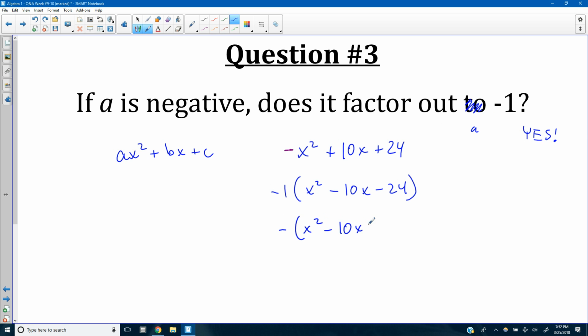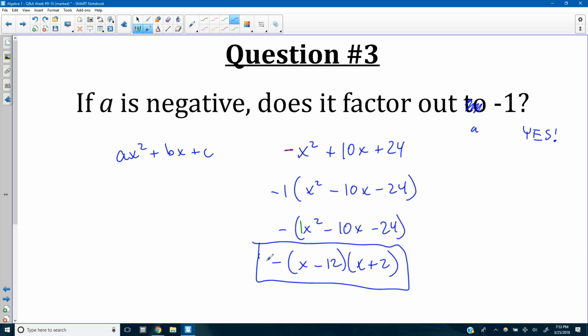And what I'm going to do now is I'm just going to ask the question inside here. Now that this is a positive 1, now I ask what two numbers multiply to -24 and add to -10. And we saw that before as x minus 12 times x plus 2, and this would be your answer right there. But you see, you couldn't get that until the negative was factored out first, because you can't ask that question unless this is a 1.